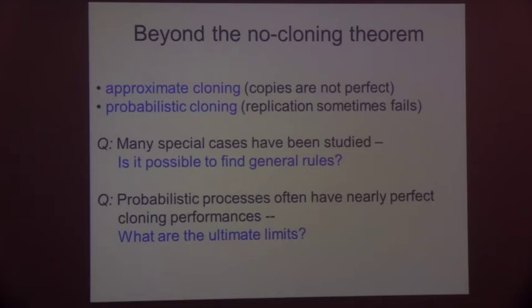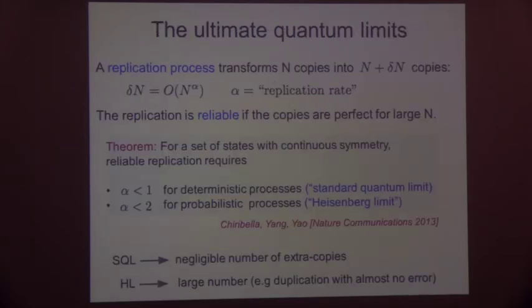Is it possible to find some general rules? And the probabilistic processes often have very good performance. What are the ultimate limits? And now here's the answer. Actually, it's fairly general. Essentially, for any non-trivial quantum system, these limits apply.